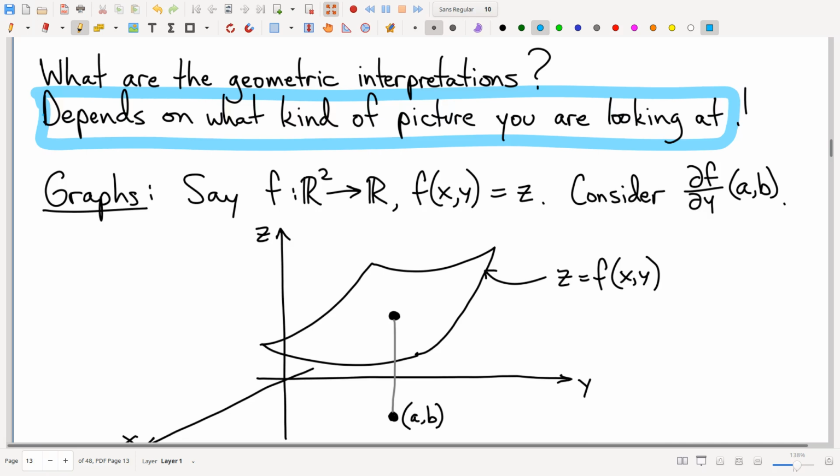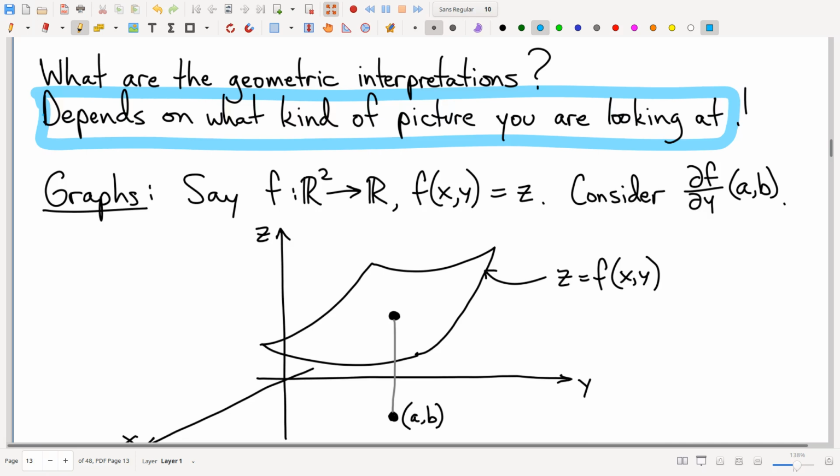Or maybe we're looking at a level set of the function. Or maybe the function's a parameterization of something, right? I mean, the kind of picture is going to dramatically influence the corresponding interpretation. So heads up about this. This is a huge point.